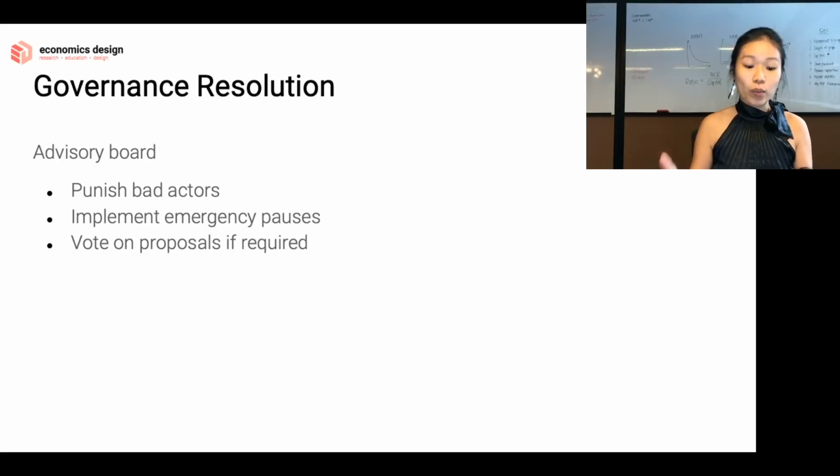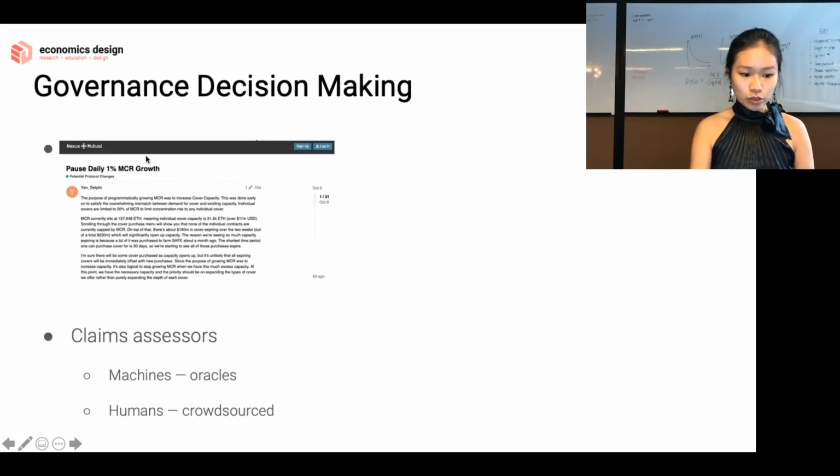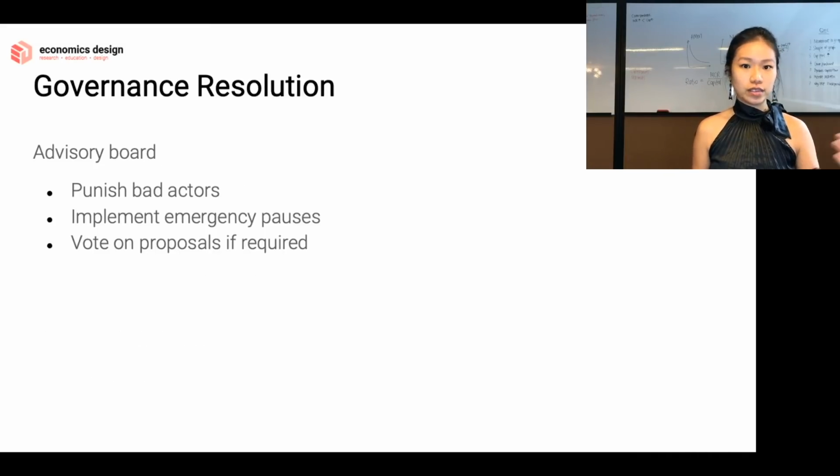Instead of machines defining when to pause, the advisory board can implement the emergency pause. And lastly, they can vote on proposals if required. So, the proposal could be, for example, this one that I mentioned, the daily pause of 1% MCR growth. If there aren't enough people voting, or if it's very technical and regular users don't really understand it, you need a bit more knowledge to understand whether a proposal is good or bad, then the advisory board can come in to vote on those proposals.